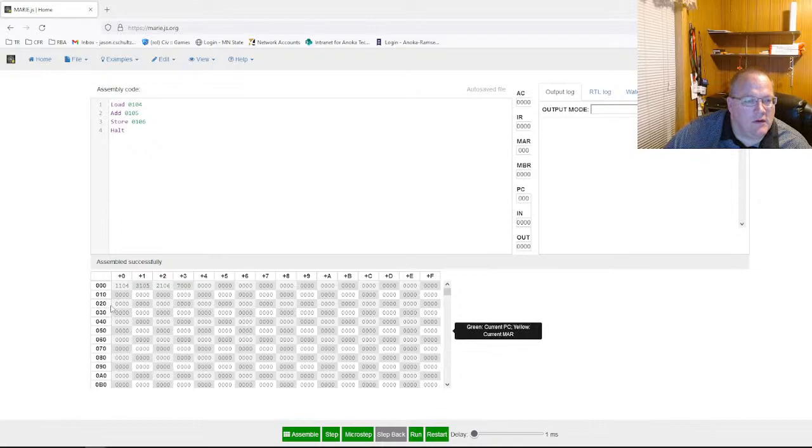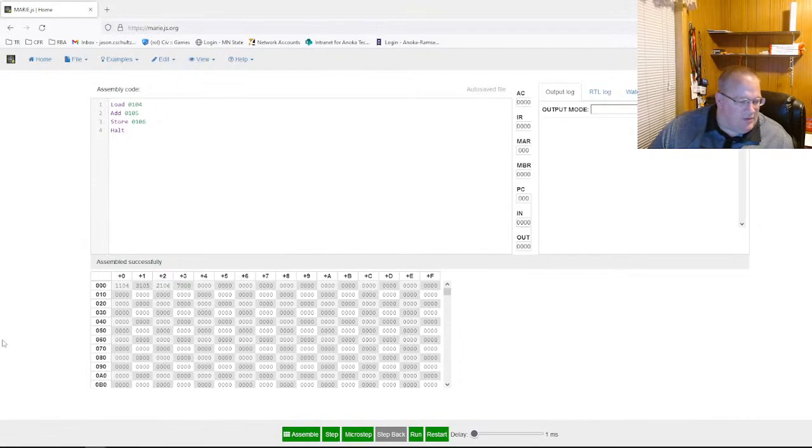So let's go ahead. I'm going to step through this and demo this a little bit here. Instead of doing a full step, I'm going to do micro steps. Notice here everything's at zero. The PC is at zero. It's showing me what the... everything's just at zero. Okay, we do a micro step.